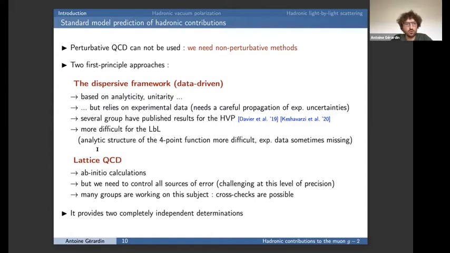And then you can also do full lattice QCD calculations. And in this case, the challenge is really to control the different sources of systematic errors, which is quite challenging at this level of precision, especially for the hadronic vacuum polarization, where we want to reach the permille level. But fortunately, we also have many groups working on this, which means that there are a lot of cross-checks that are possible between different collaborations. So at the end, the idea is that we should have two independent estimates, and if they agree together, then it makes us confident that we can compute this contribution in a safe way.